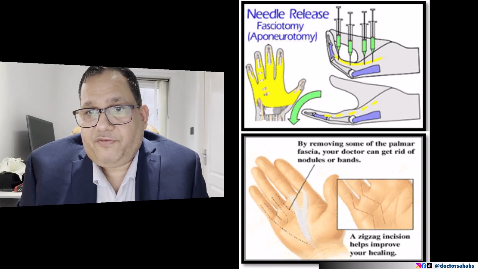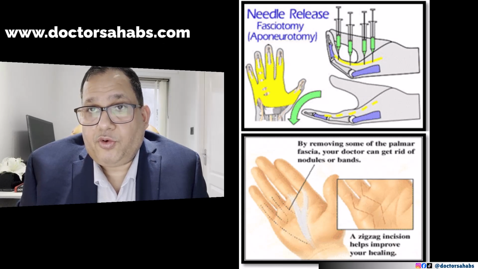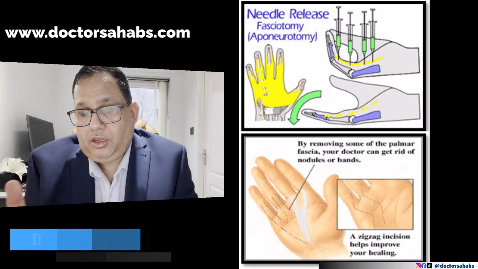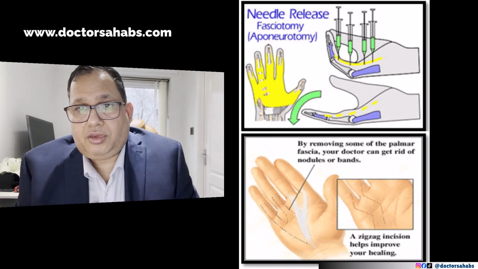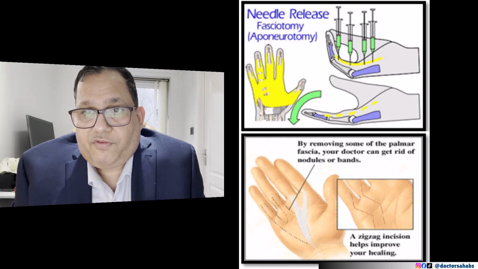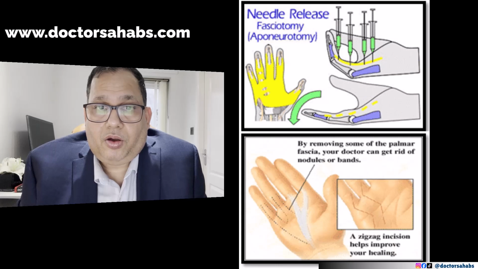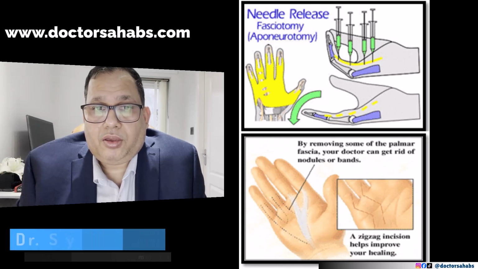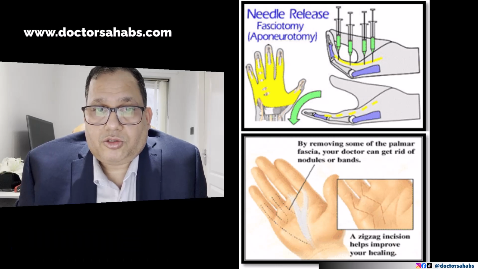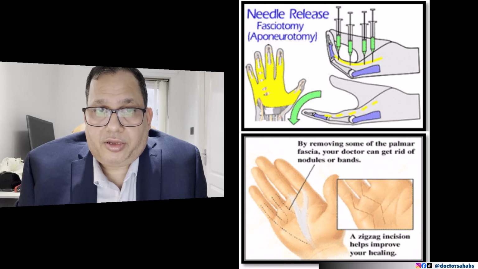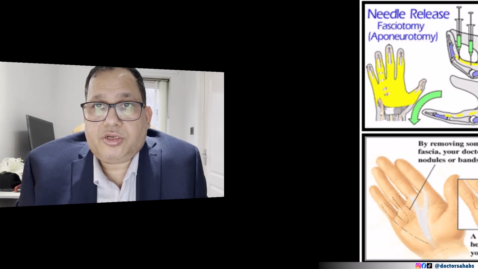And if they are removing the skin around the palm or around the finger, then they use a skin graft from the body to replace the removed part of the skin. Okay, so these procedures are very effective and they usually treat the condition.